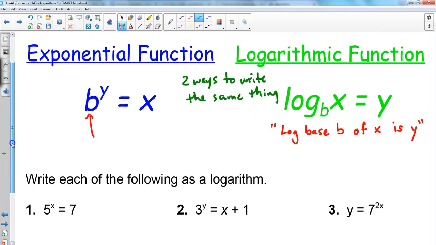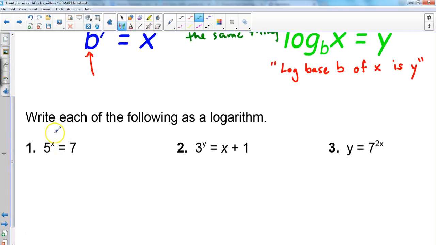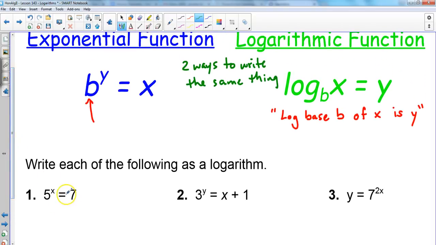So we're going to start with that. How can we take this exponential form and write it in logarithmic form? All right. If I want to write this in logarithmic form, I say log base, and the base, remember, is the thing that's being raised to the power, so that's a 5. So log base 5 of this thing over here equals the exponent. So we can rewrite this exponential form as log base 5 of 7 equals x. And that's the same thing, just in a different form as what we had to begin with.